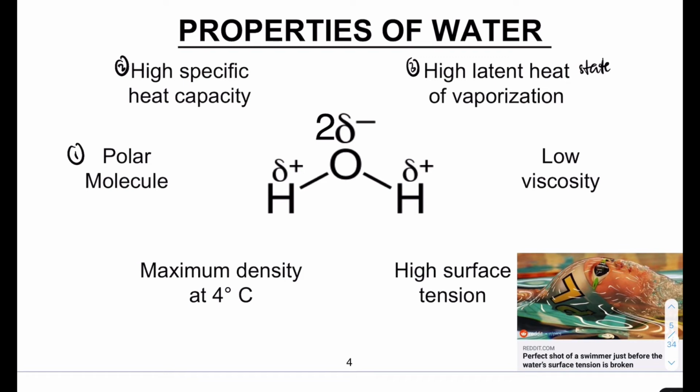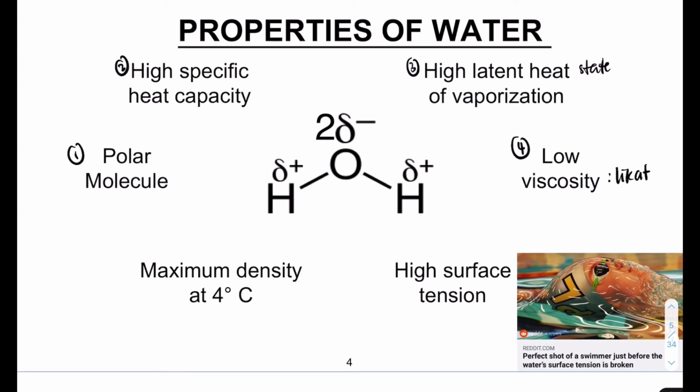So sama, a lot of heat is needed in order to change the state of water from liquid into vapor. Okay, the fourth property yang kita akan tengok adalah low viscosity. So viscosity ini maksud dia kelikatan. Okay, kelikatan. So water, as we know, it can move easily. It can flow easily. So water has low viscosity.